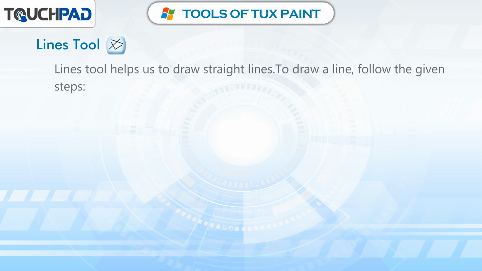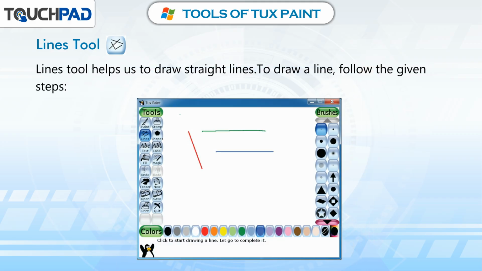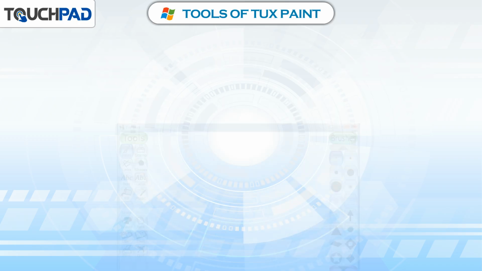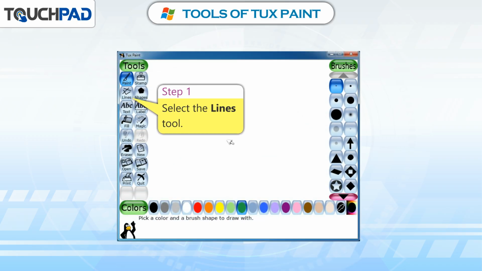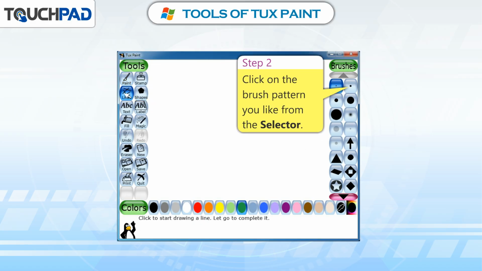Lines tool. Lines tool helps us to draw straight lines. To draw a line, follow the given steps. Step 1. Select the Lines tool. Step 2. Click on the brush pattern you like from the selector.